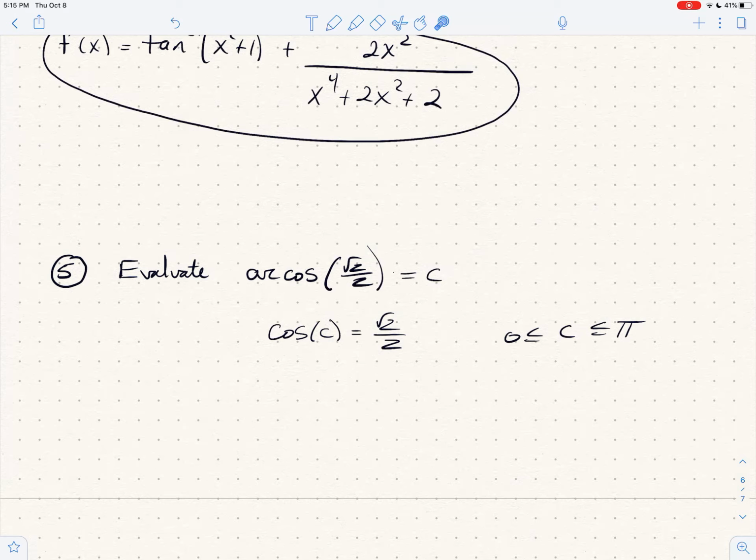Because there's actually infinitely many angles you can plug in here to get out root 2 over 2, but there's only one that's between 0 and pi, and the one is, of course, pi fourths. So C is pi fourths. And so that tells you that the inverse cosine of square root of 2 over 2 is exactly pi fourths.